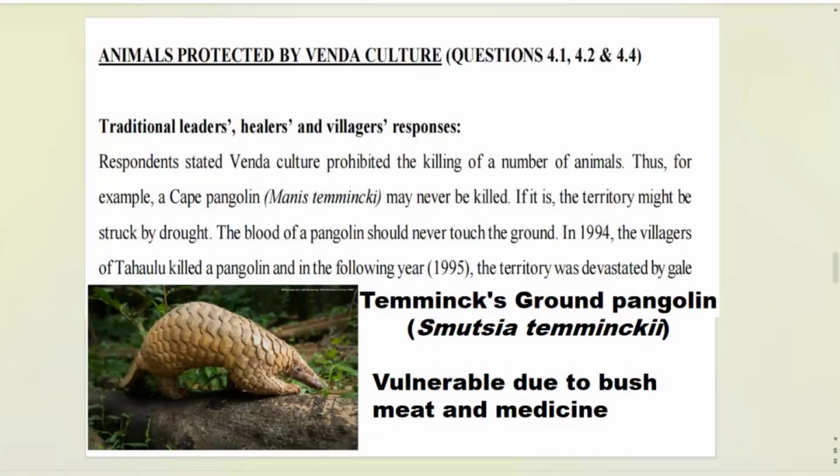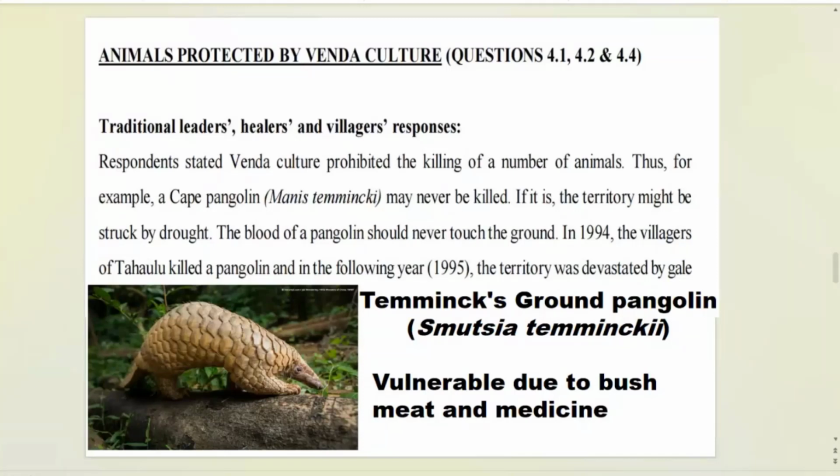This is Kwara indeed. The two of you are correct. It is called a pangolin. Temminck's ground pangolin is the one that we find in South Africa. You see, this is an endangered species because some people hunt it for medicinal purposes, some hunt it for meat. So we refer to it as bush meat.